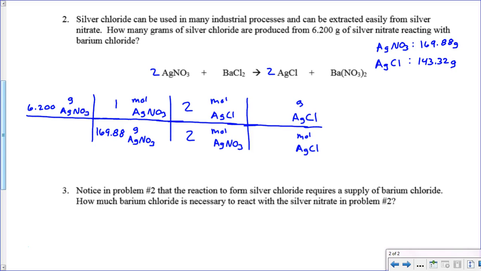And the next thing we need to do is we need to get to grams of AgCl by using its molar mass. So it's 1 mole of AgCl is 143.32 grams. In this one, we end up having 4 significant figures because 6.200 has 4 significant figures, and that limits us to 4. If you multiply that out, you should get 5.231 grams of AgCl.